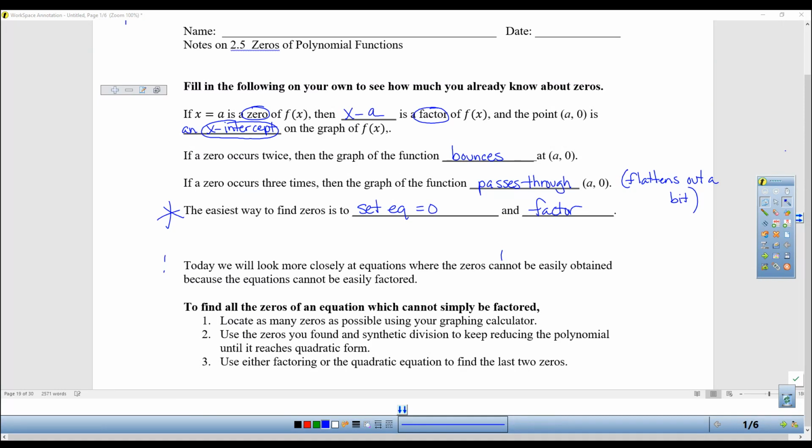First, we're going to locate as many zeros as possible using the graphing calculator. Second, we're going to use the zeros that we found and synthetic division to keep reducing the polynomial until it reaches quadratic form. And then we're going to use either factoring or the quadratic equation to find the last 2 zeros. So we're actually going to stop here, and I'm going to switch over to the calculator to show you how to do the first one.